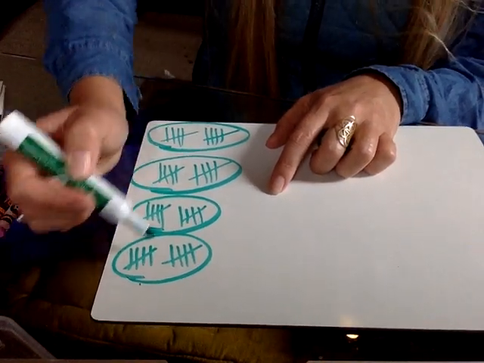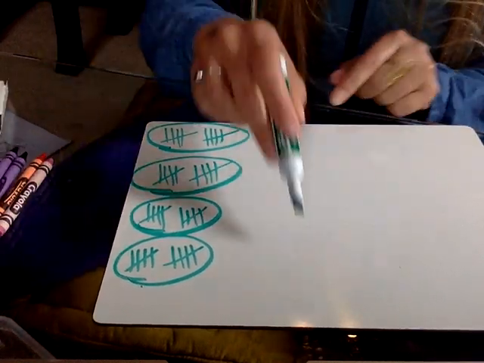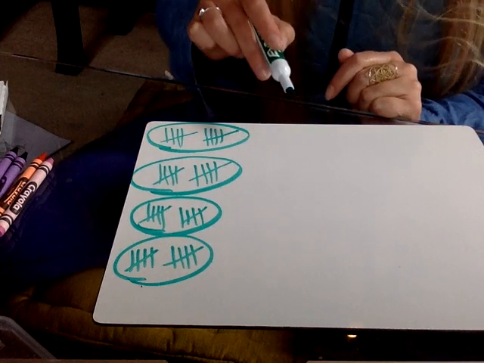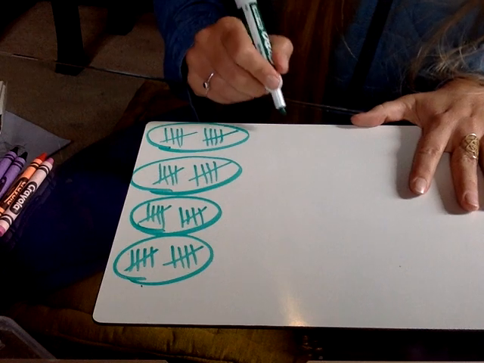I know 4 plus 4 is 8, right? I know 40 plus 40 is 80. So I know that I need 4 more groups of 10, right? Here we go.